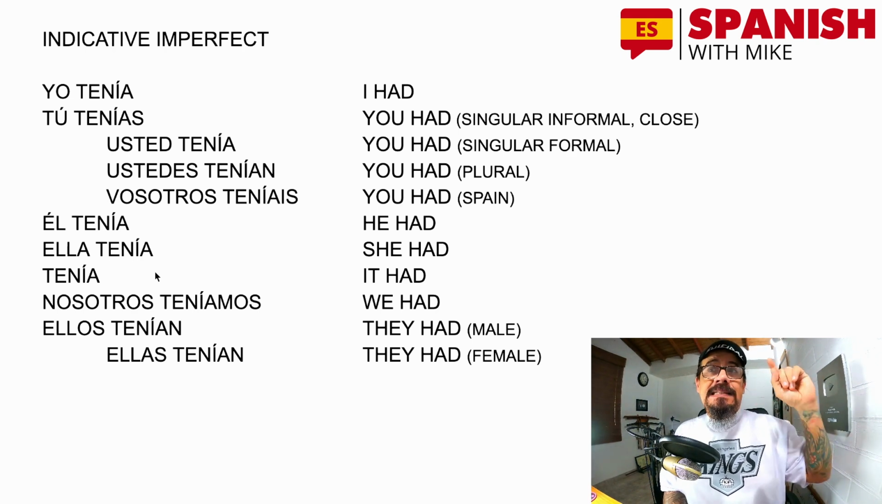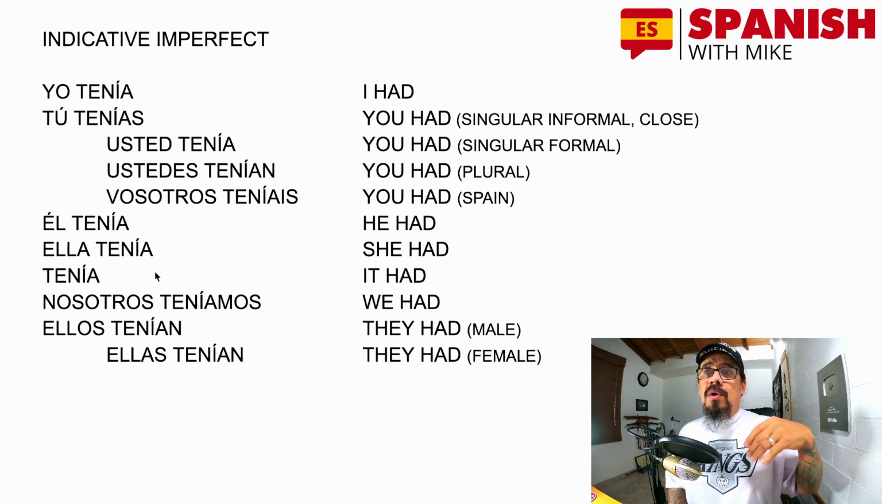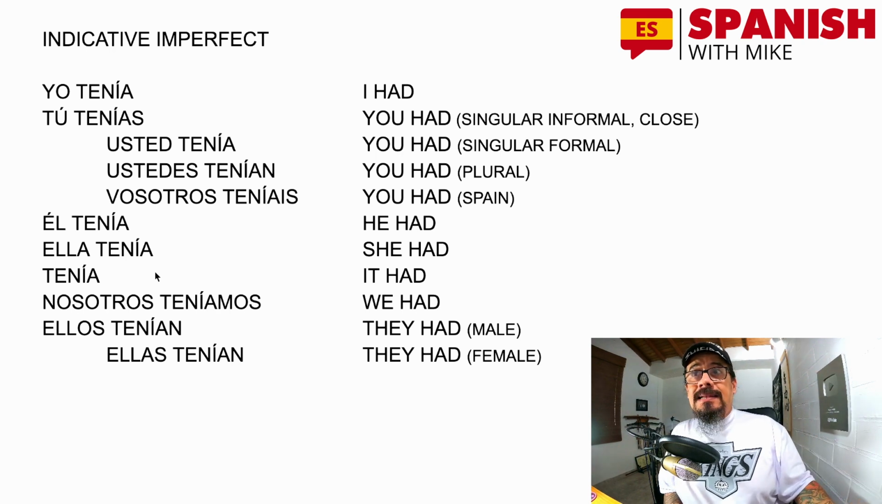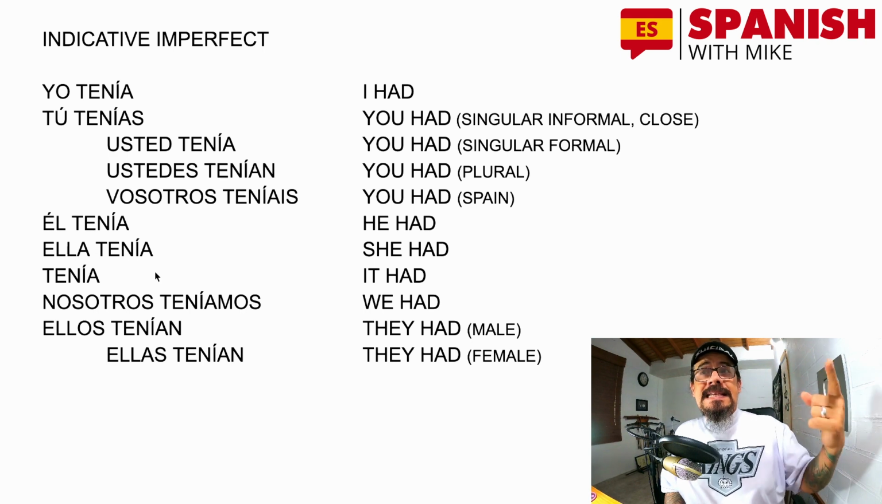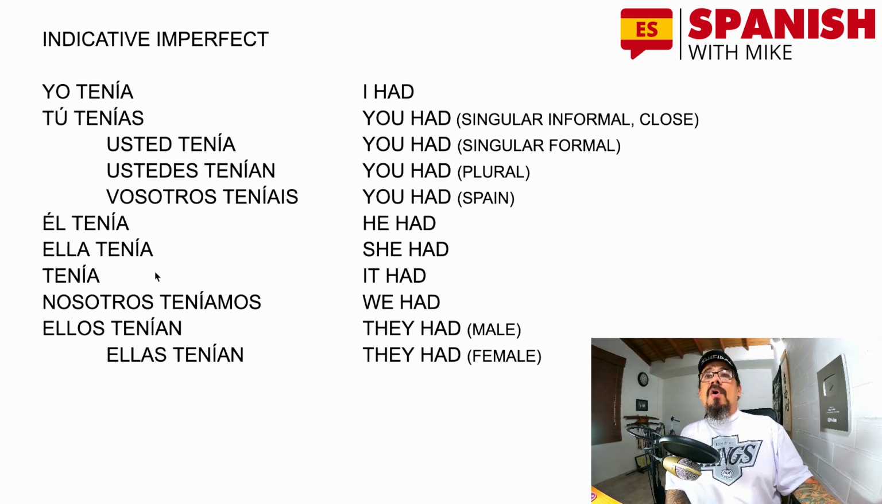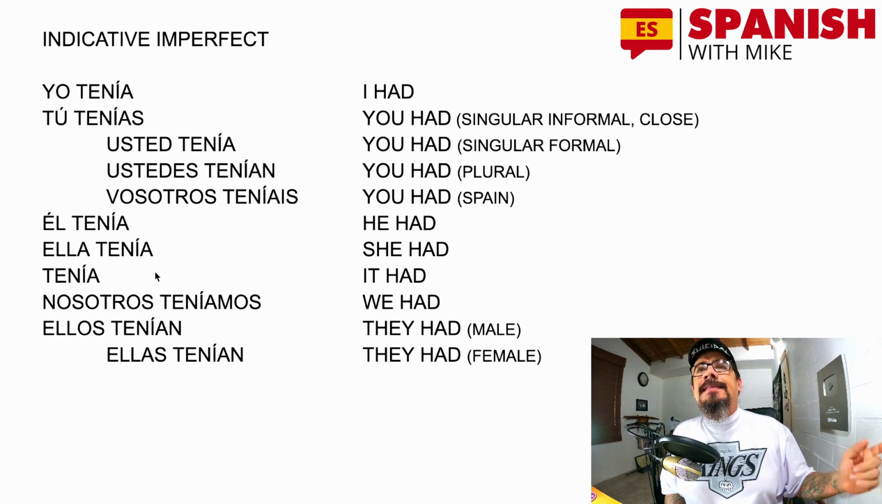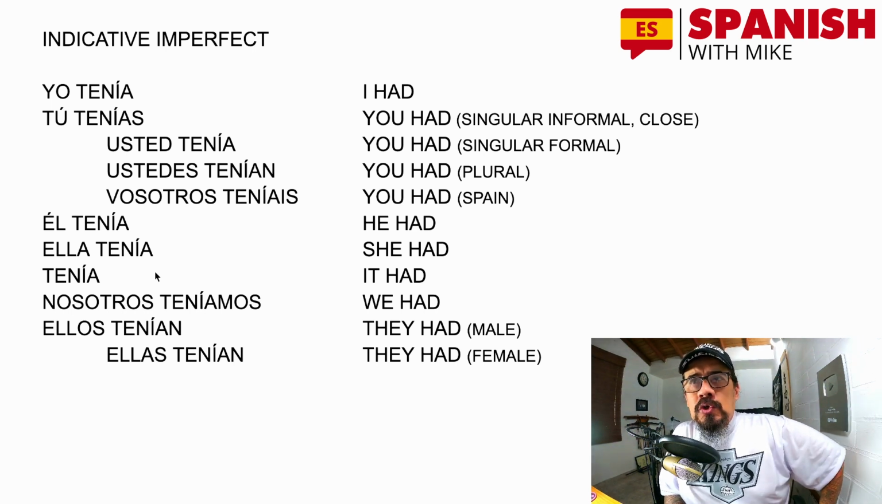Tú tenías, you had, singular, informal, when we are close. Usted tenía, you had, singular, formal. Ustedes tenían, you had, plural. Vosotros teníais, you had, if we were in Spain. Él tenía, he had. Ella tenía, she had. Tenía, it had. Nosotros teníamos, we had. Ellos tenían, they had, for male. Ellas tenían, they had, for female.